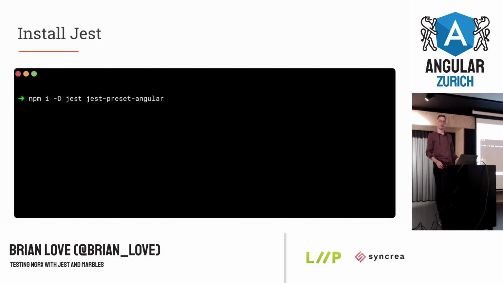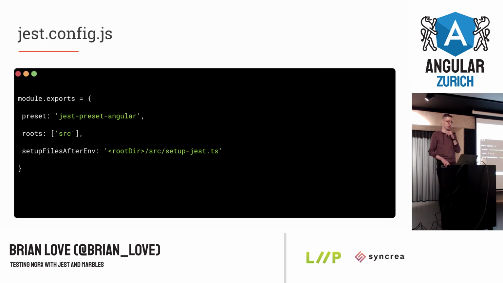So how do you get started with Jest? It's pretty easy. We're just going to use npm, you can use yarn as well, and install Jest as well as the Jest preset Angular package. The next thing we need to do is configure Jest. So we'll wire up a jest.config.js file. We will point to the preset, the root of our application where we're testing, so the source directory.